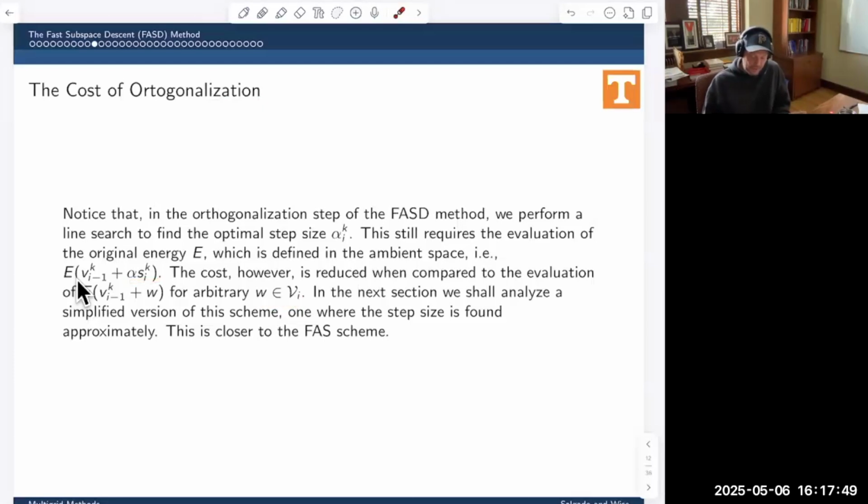This is called a line search. You might have heard of this; it's big in data science whenever you're doing the gradient descent method. You're always doing what are called line search operations or line search algorithms.